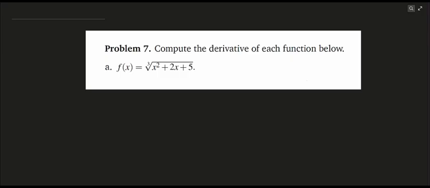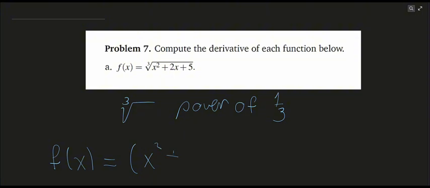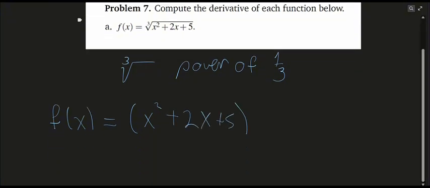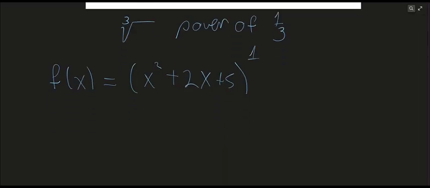So in this case we might as well write the cube root. The cube root might as well be called the power of 1/3. So f of x might as well be written as x squared plus 2x plus 5, all of that to the power of 1/3. Okay, so what do we do now?